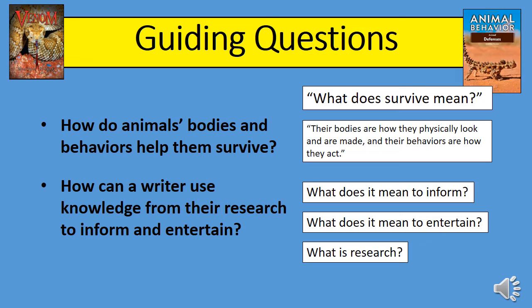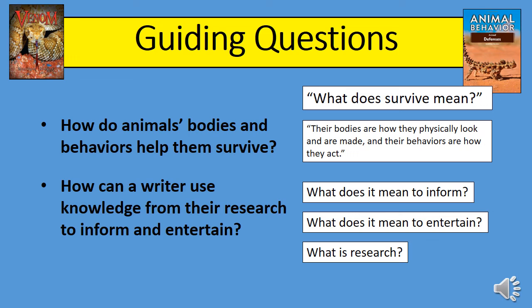Now taking a look at the second question a little closer, it's how can a writer use knowledge from their research to inform and entertain? So first of all, what does it mean to inform? Well, you probably noticed that that's the base of the word information. So to inform means to give somebody information. And what does it mean to entertain? Well, to entertain means to give somebody something that they enjoy doing, okay? So you might find it both informative and really interesting and entertaining.